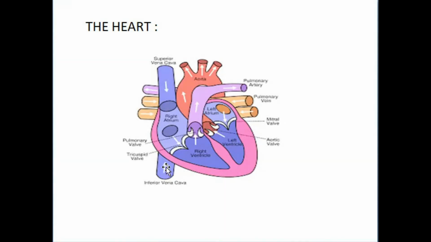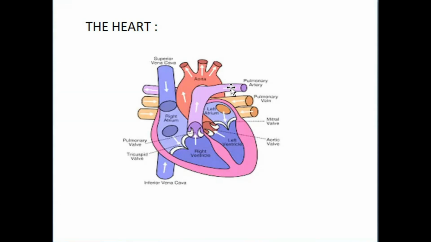From the inferior vena cava and superior vena cava, blood enters the right atrium. This is the right atrium. The blood then passes through the tricuspid valve and into the right ventricle. This is the right ventricle. The right ventricle contracts and sends the blood through the pulmonary valve and into the pulmonary arteries. These arteries lead to the lungs.